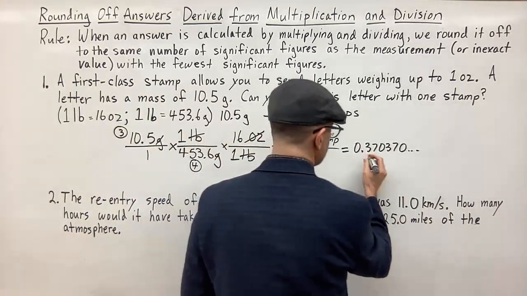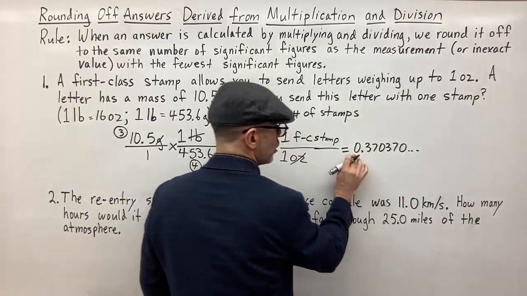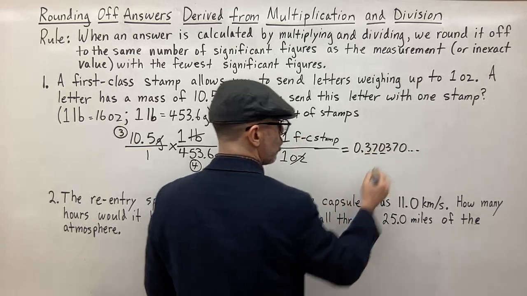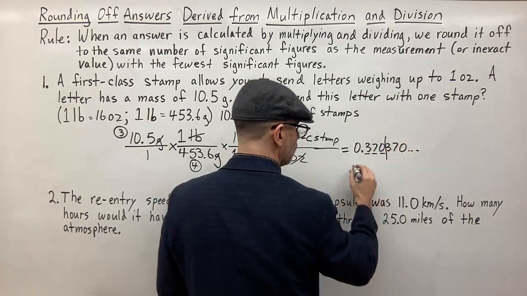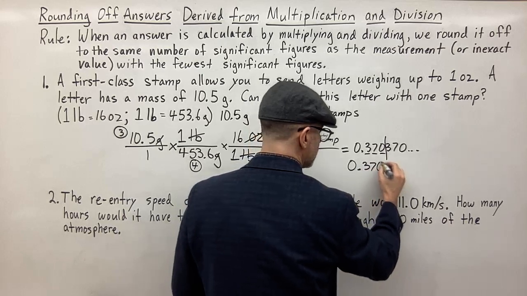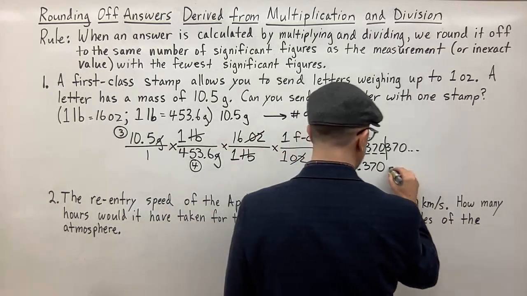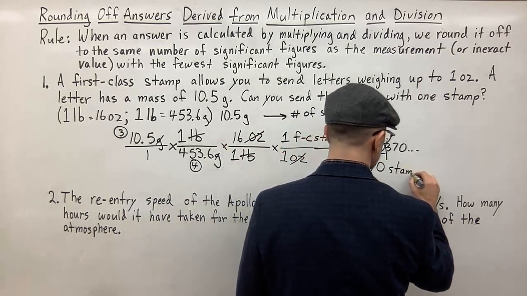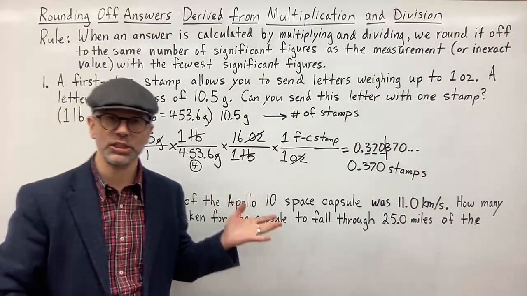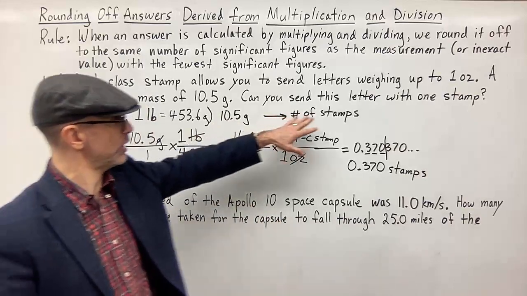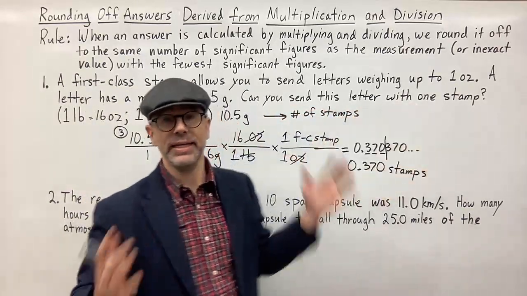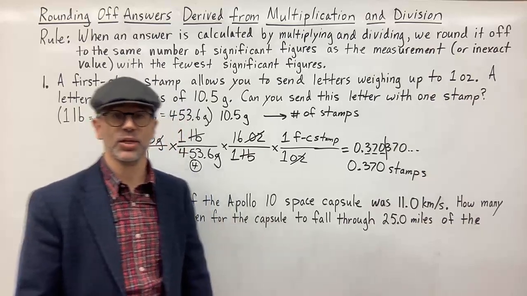So if I round this, this 0 does not count as a sig fig. So 1, 2, 3. I would cut off everything else and get 0.370 stamps. But again, the answer to this question, can you send this letter with 1 stamp? Yes, you can send this letter with 1 stamp.